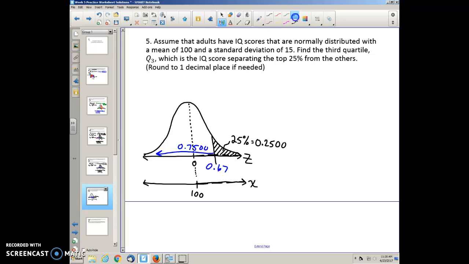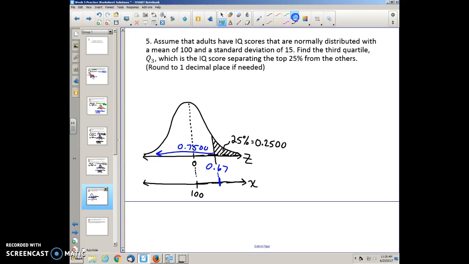So what you just did is you found the Z-score such that the area to the left of that Z-score is 0.7500. Now we need to go and figure out, all right, what is the random variable X associated with that Z-score, or that would produce that Z-score.